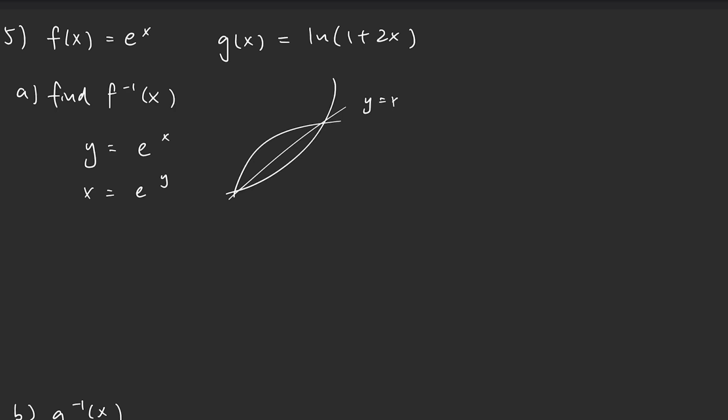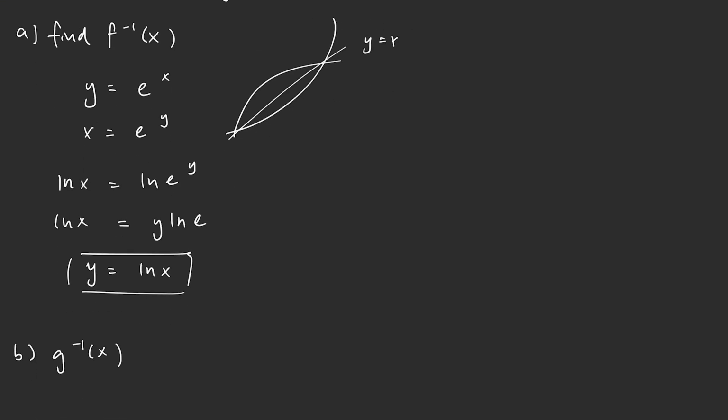And what do we do to get that y down? We take the ln of both sides. So ln x is equal to ln e to the y. Ln x is equal to y ln e. And what is ln e? Ln e is just 1. So we have y is equal to ln x, and that is the inverse function of e to the x.